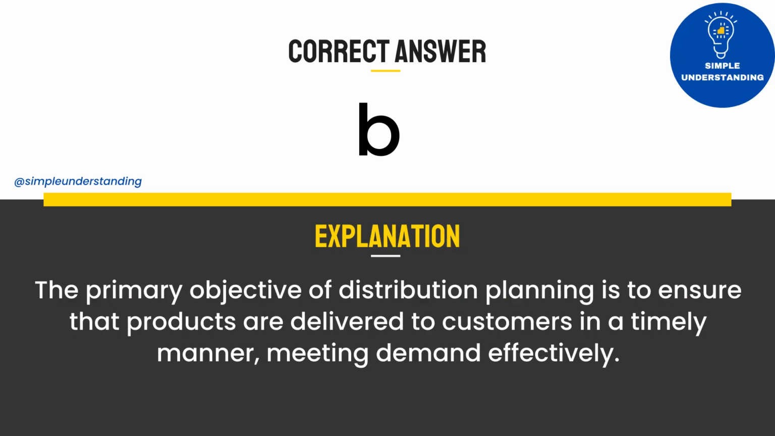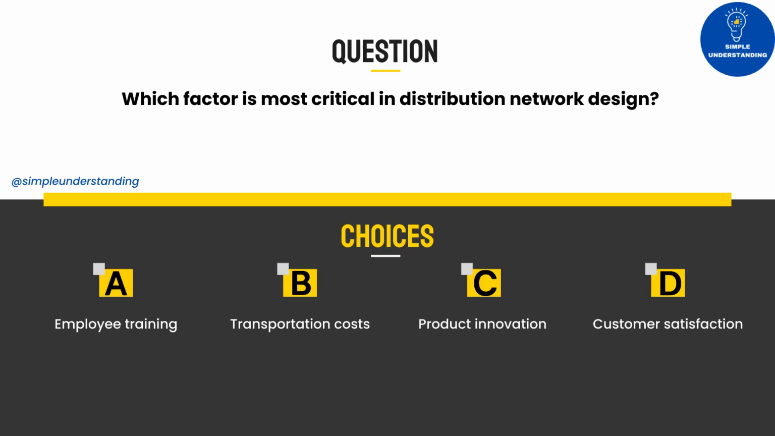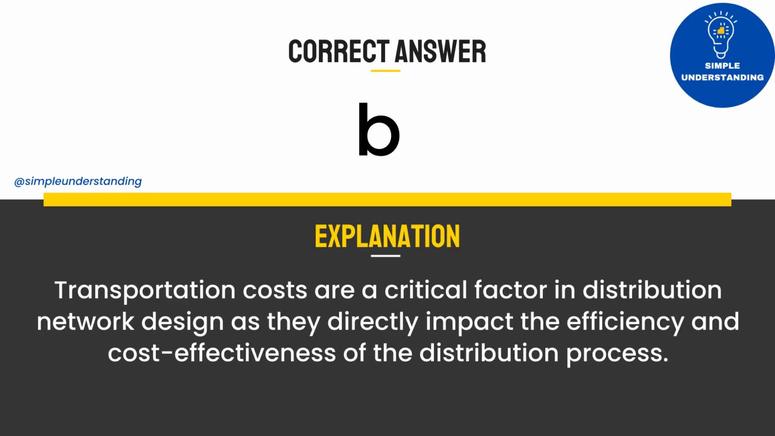The primary objective of distribution planning is to ensure that products are delivered to customers in a timely manner, meeting demand effectively. 2. Which factor is most critical in distribution network design? A. Employee training. B. Transportation costs. C. Product innovation. D. Customer satisfaction. Correct answer: B. Overall explanation.